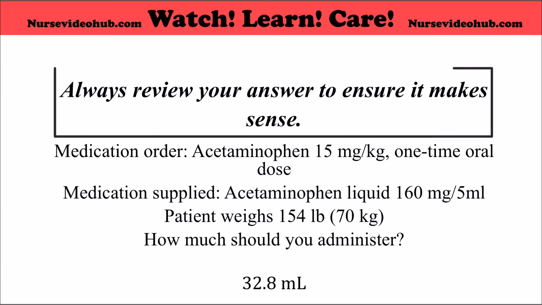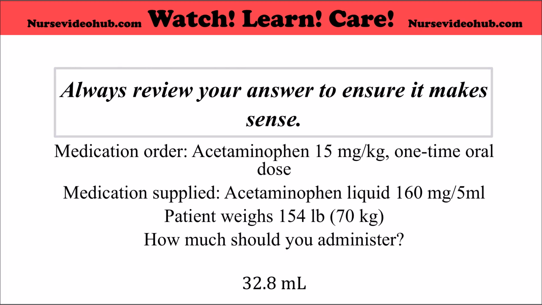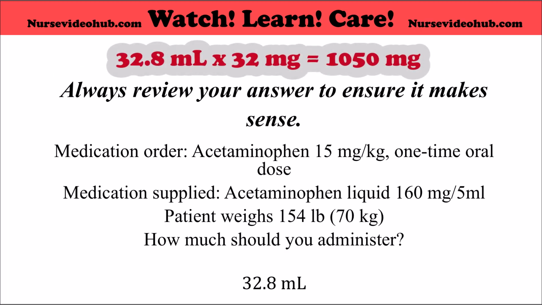Always review your answer to ensure it makes sense. The reverse method is to multiply the amount to be administered, 32.8 milliliters, by the concentration available, 32 milligrams, based on 160 milligrams divided by 5 milliliters, which equals the prescribed dose.